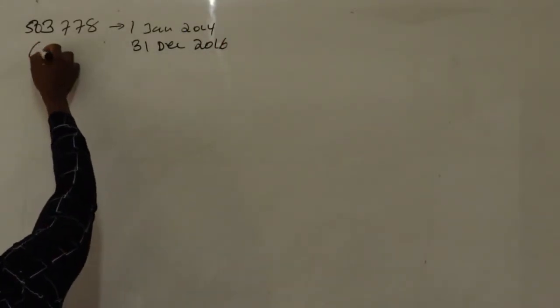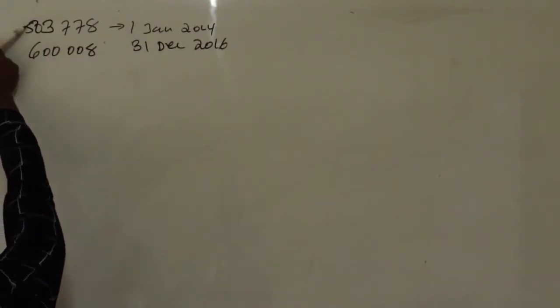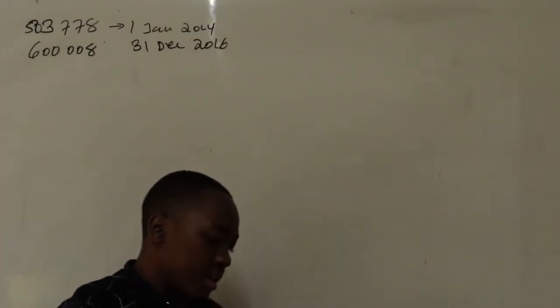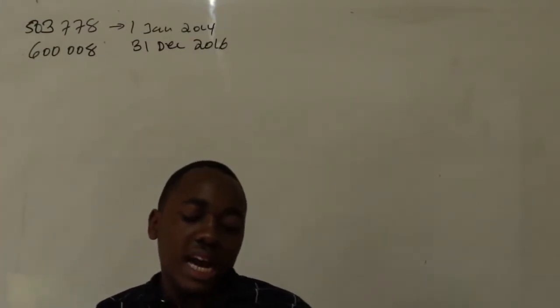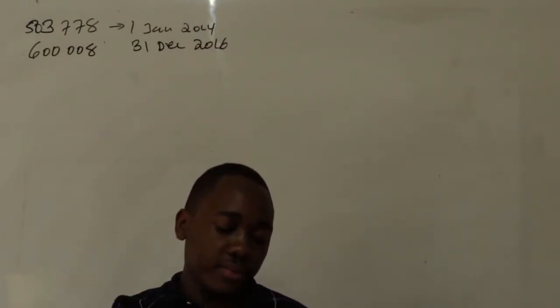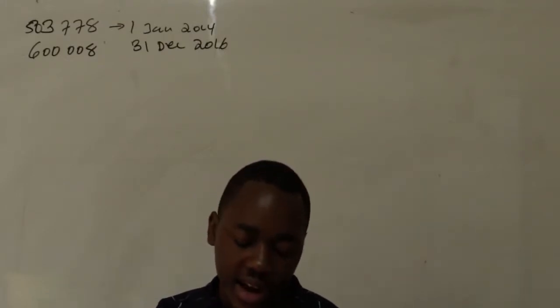For 608,008. So this is the amount they were issued at, and it will be redeemed at 608,008 after 3 years. Required: calculate the finance charge. Now the finance charge is the same as the interest expense, and the carrying amount of the bond till maturity.